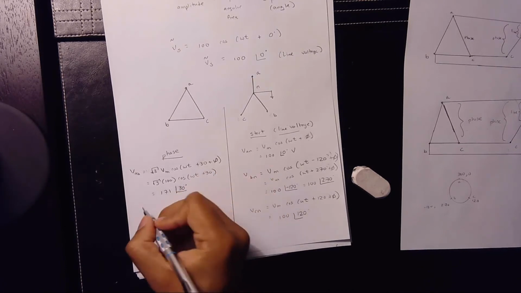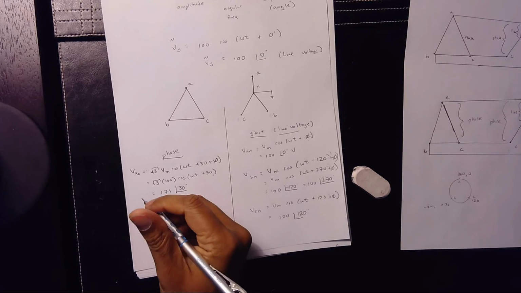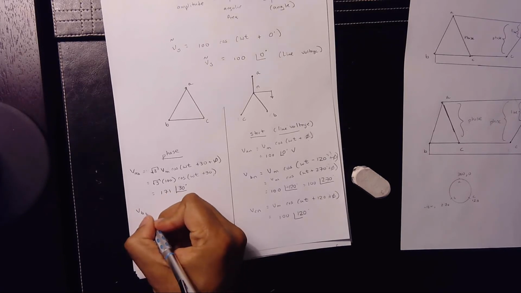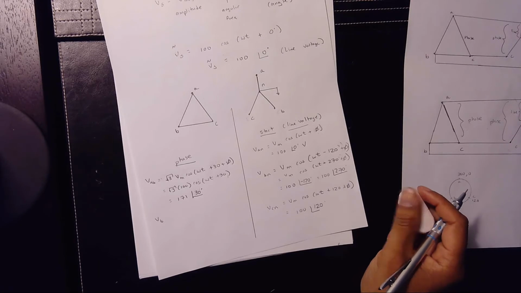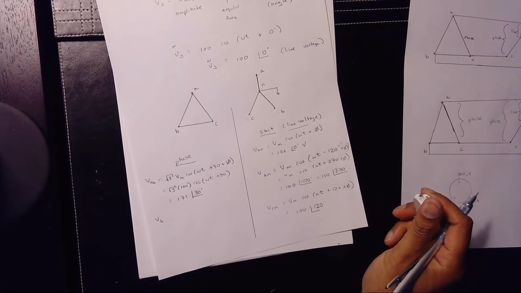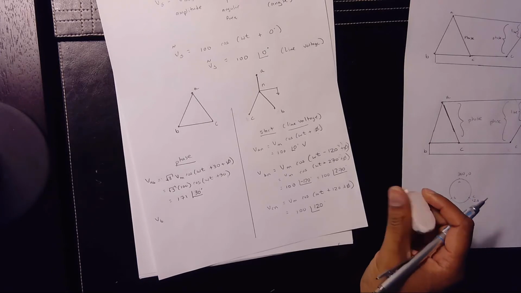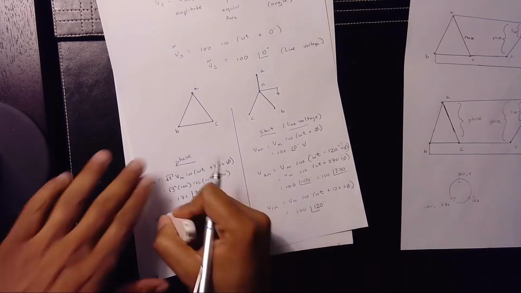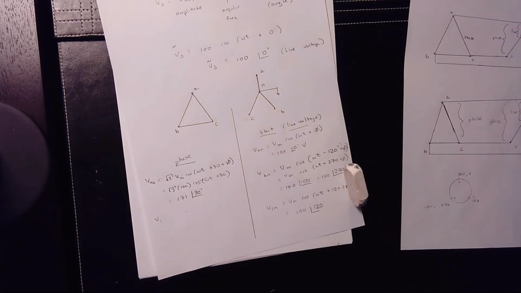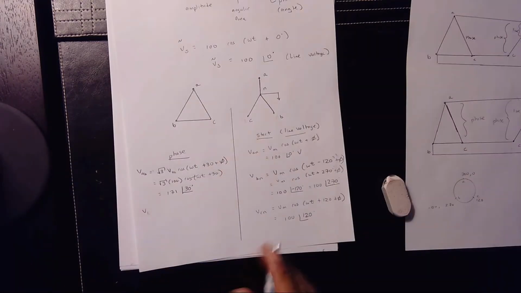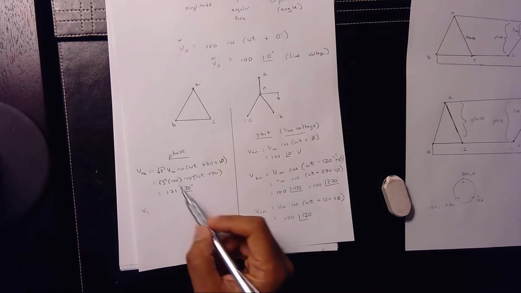Your VBN, I'm sorry, not your VAB. Now you have your VAB, you have your VAC. So here is your phase voltage plus 30.